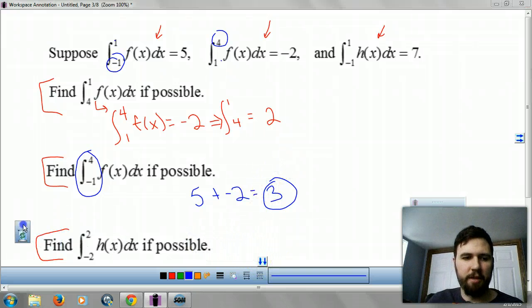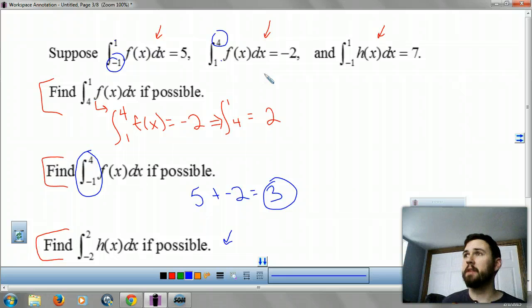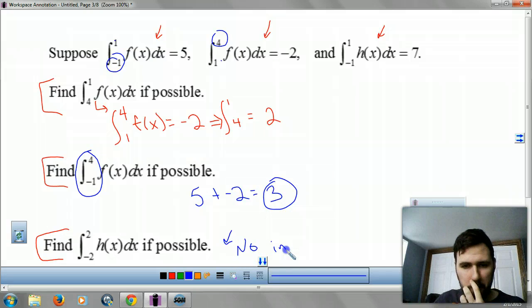And now the last beast. There's a trash can there. The last one says, find it from -2 to 2. Well, since none of those integration symbols have any 2's involved, you can't take the integration of that one because you don't know what the function is. You have not enough info. No info.